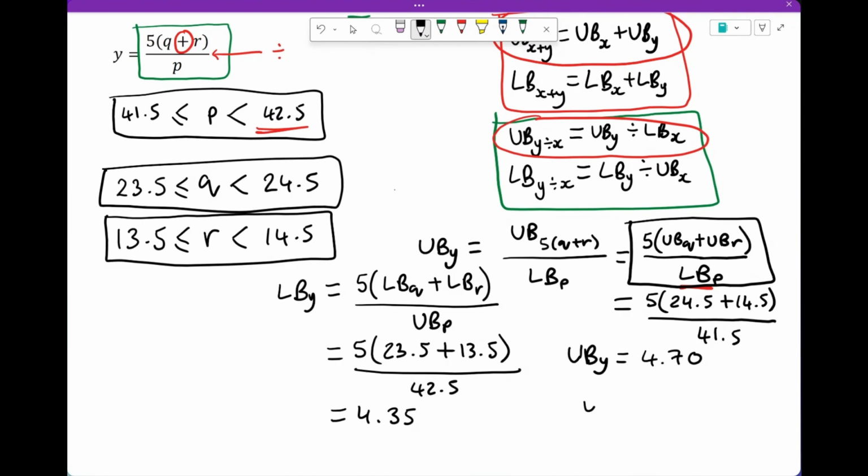So we put Y in the middle. The upper bound, which is 4.70, would go to the right. The lower bound, which is 4.35, would go to the left. And then we just need to decide if our inequality symbols are same as or not.